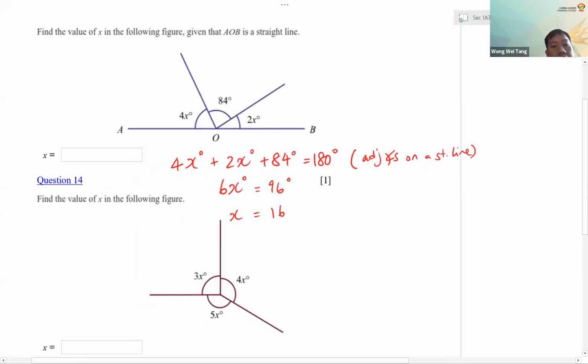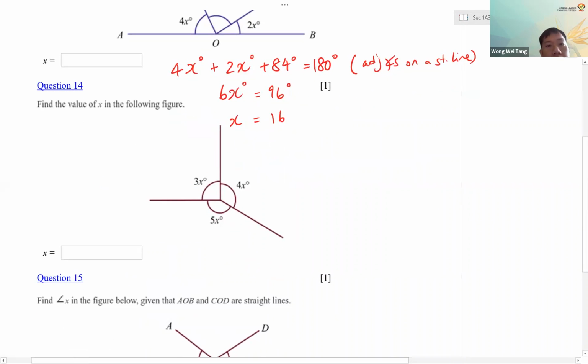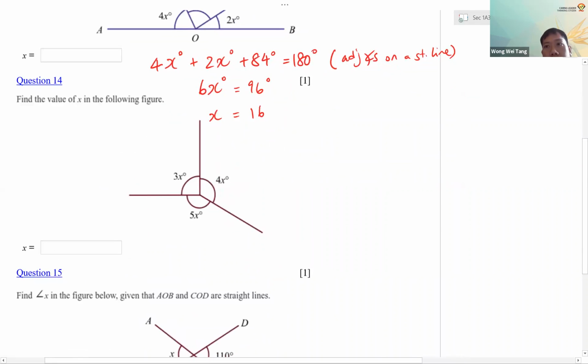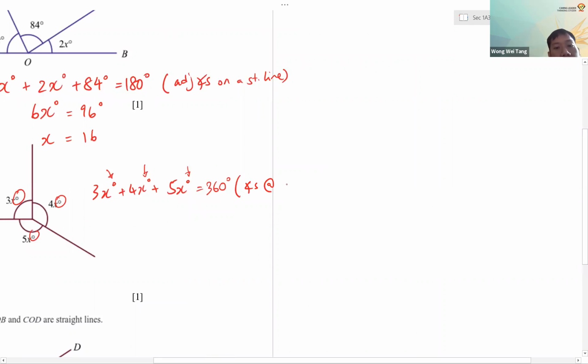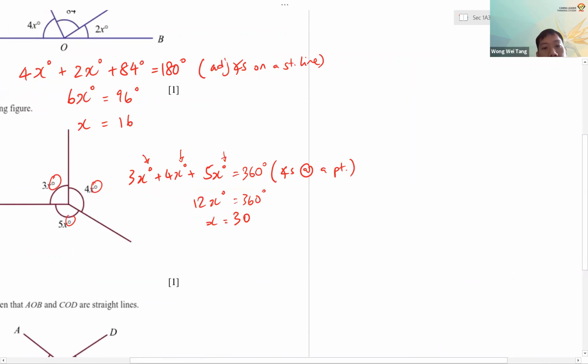All right. Next, find the value of x. So William, tell us what we should do over here. 3x plus 4x plus 5x equal 360, angles at a point. Wow, very fast. I notice the question has degree symbol, so I will include them in my working. This will be equals to 360 degrees. Then immediately state the reason, angles at a point. So 12x will be 360. So x must be 30. So the value of x is simply 30.